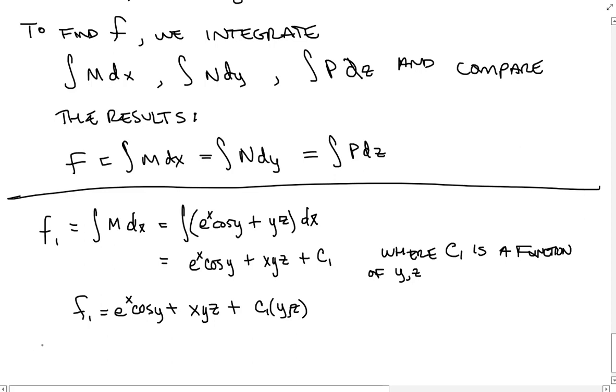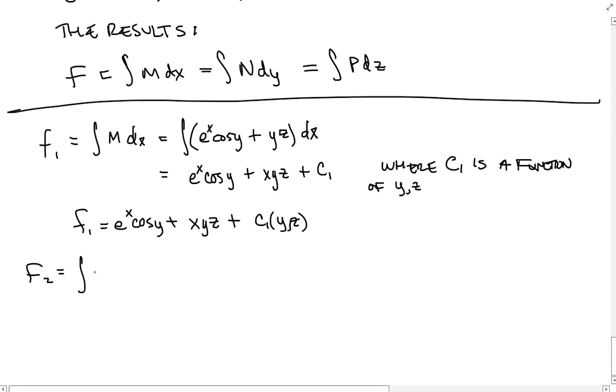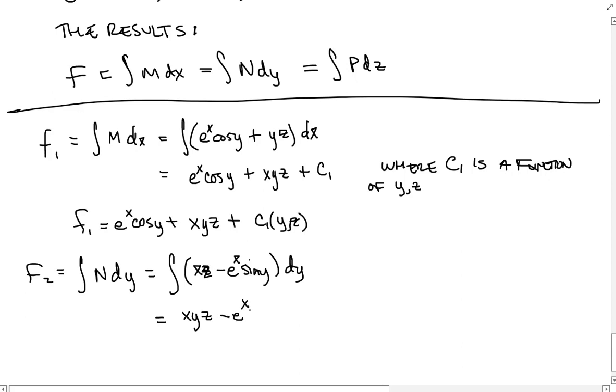Okay, now we're going to do it again, and we're going to integrate this time. I'll call it f2. We're going to integrate n with respect to y and see what we get. So n was xz minus e to the x sine y, integrating that with respect to y. Okay, so let's do that integration. With respect to y, that's going to be xyz for the first term, because x and z are constants. And then integral of sine would be negative cosine. E to the x is just a constant in the front, so that's going to be e to the x times the integral of sine, negative cosine y, plus, I'll call it c2.